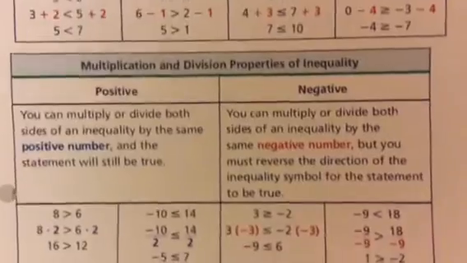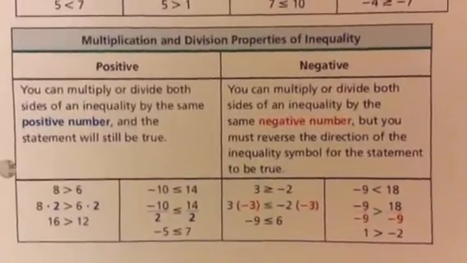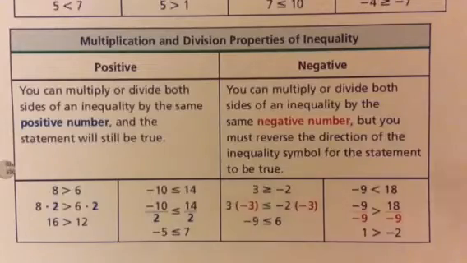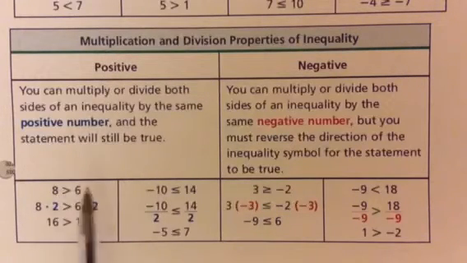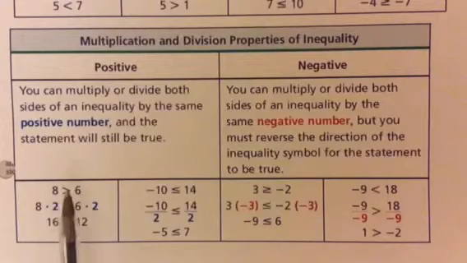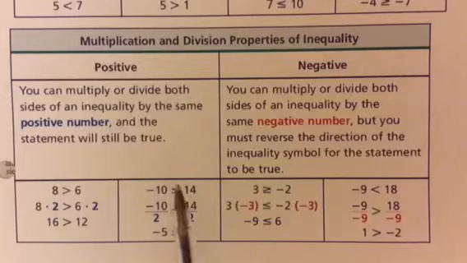Now when we look at multiplication and division, we have to be careful here. And this is the only thing that will make it different once we get to the negatives. But for the positives, same thing as up there with the addition and subtraction properties of inequality. When I multiply positives on both sides of an inequality, I'll get a true statement because 8 is greater than 6. Multiply both sides by 2, 16 is greater than 12. That's true. If I have negative 10 is less than or equal to 14, and I divide both sides by 2, I end up with negative 5 is less than 7, and that's true.